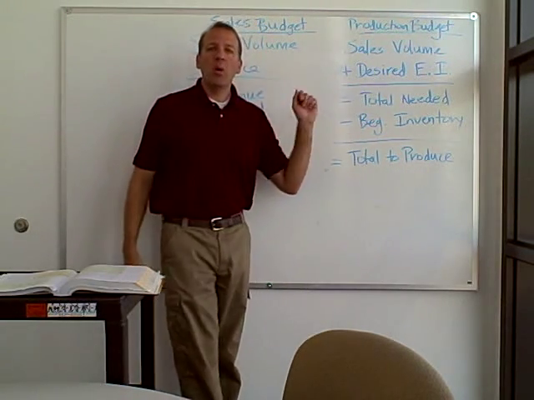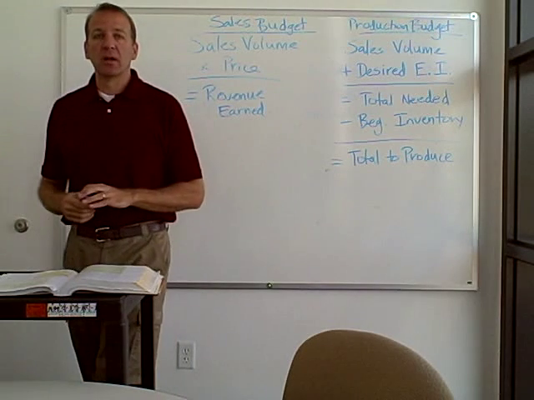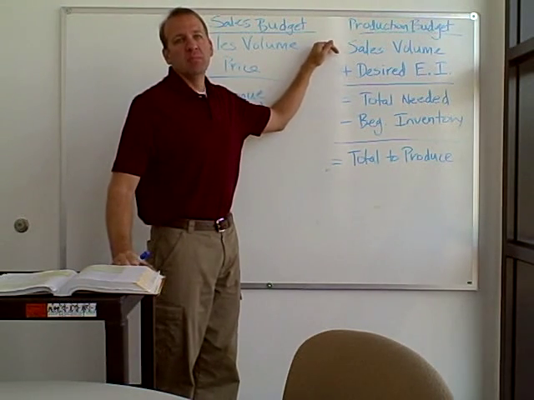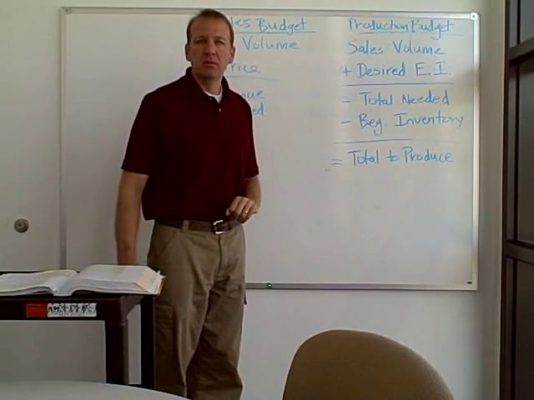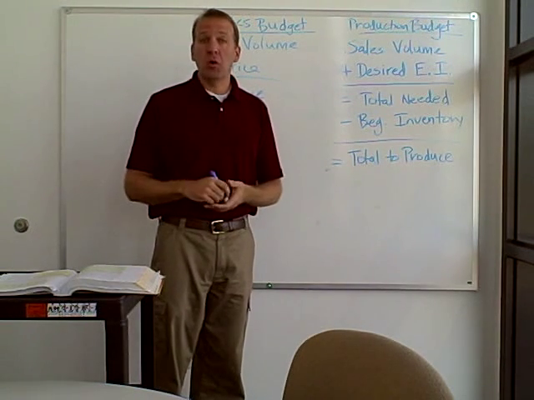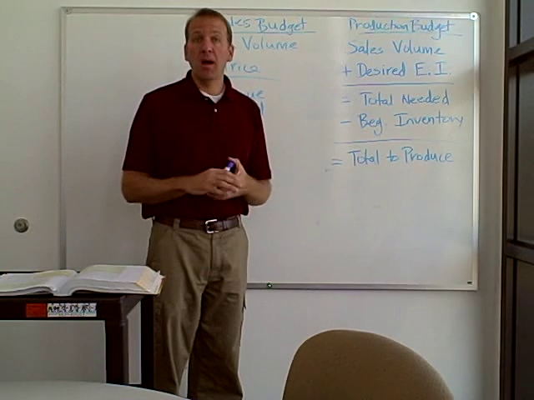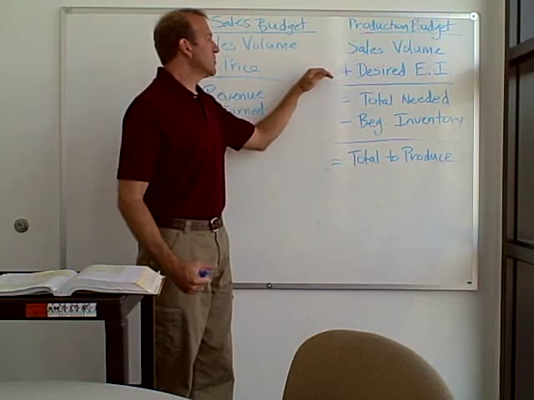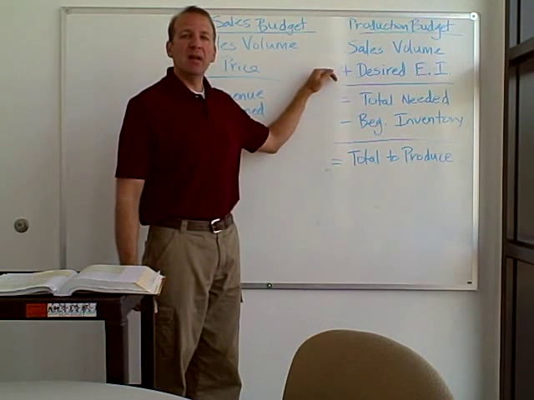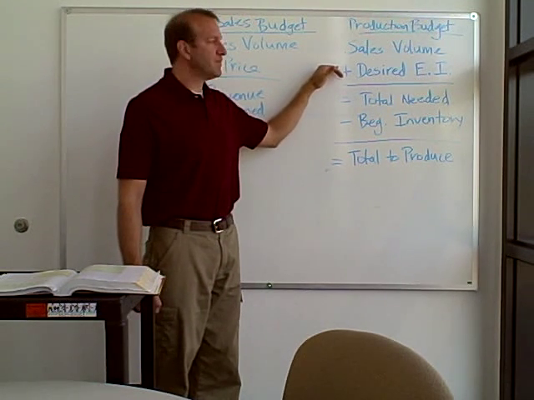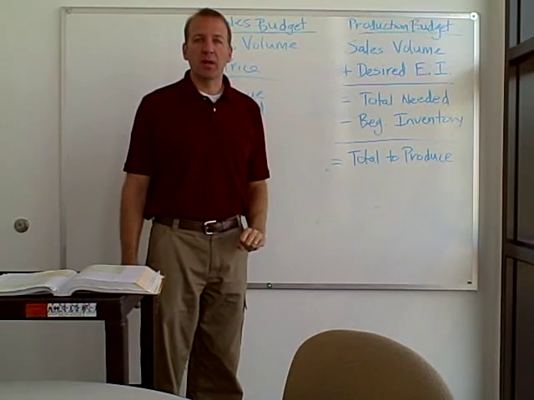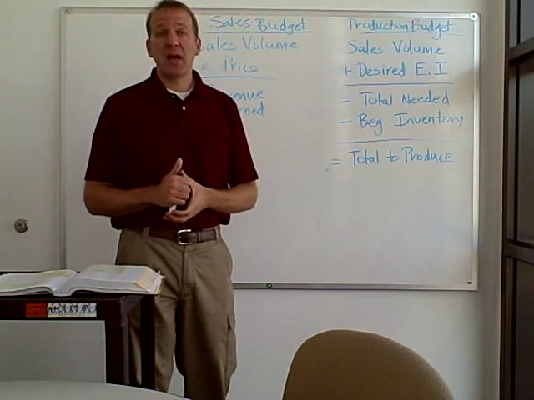Then you have to figure out what is my desired ending inventory. Because let's say you have 500 for sales volume. Is that how many you're going to produce? Do you want to have some left over at the end of the month to start the next month with? Of course you do. You want to have some inventory, a desired ending inventory at the end of January. So that's why you take your sales volume plus your desired ending inventory. The problem has to tell you what that is.